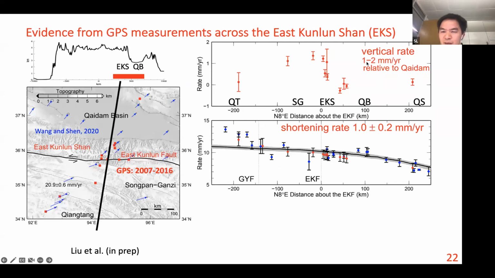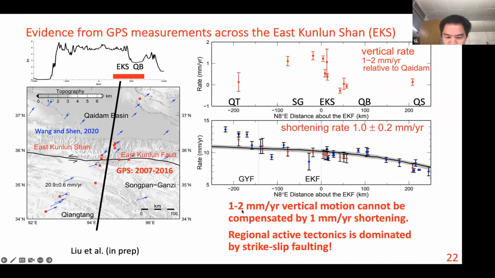However, the vertical rate shows 1 to 2 millimeters per year on the eastern Qilian Mountain relative to the 2 kilometers lower Qaidam Basin, and such a transition occurs within only 50 kilometers. And in this case, the 1 to 2 millimeters per year vertical motion cannot be compensated by the 1 millimeter per year shortening, because in this region, the regional tectonics is dominated by active strike slip faulting along the eastern Kunlun Fault, and there is no strong evidence of recent activity of thrust faults in this region.